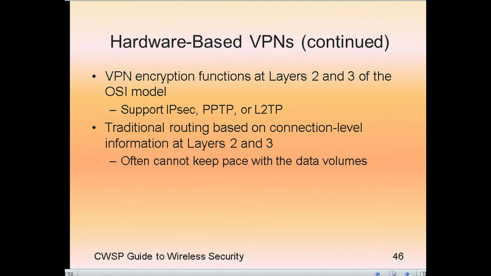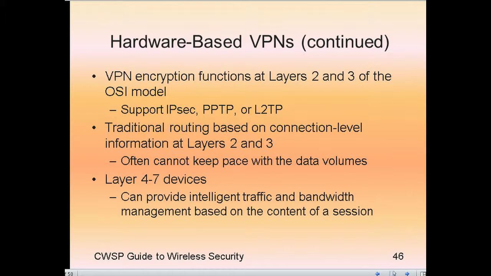Traditional routing is based on connection level information. Layer 2 and 3 often can't keep pace with the data volumes. Layer 4 through 7 devices provide intelligent traffic management when we do these things based upon the content of the session. Application layer routers, application layer devices, the higher up in the OSI model, the more control we're going to have for any of these things.